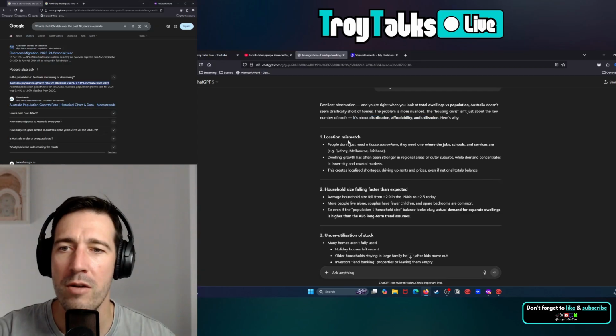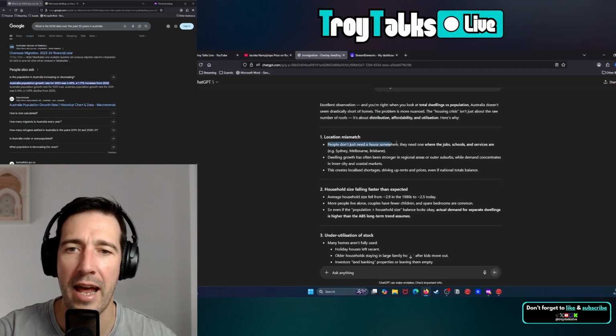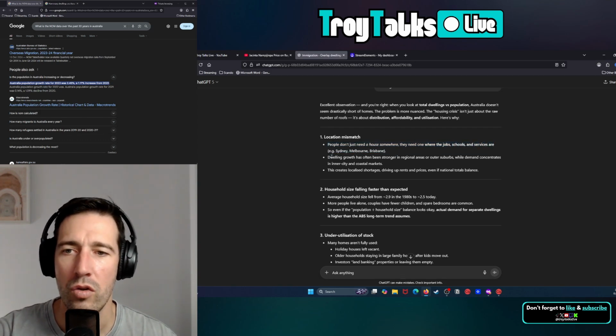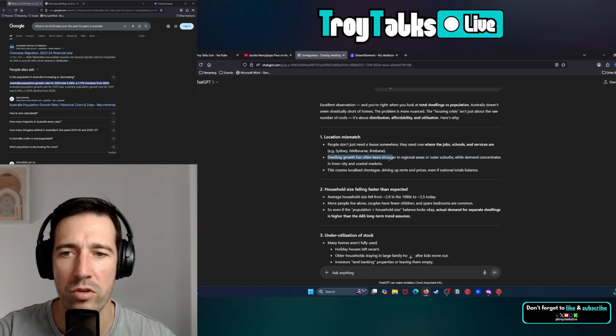So, location mismatch. People don't just need a house somewhere. They need one where the jobs, schools, and services are, like in your major cities. Dwelling growth has often been stronger in regional areas or outer suburbs, while demand concentrates in inner city and coastal markets. This creates localized shortages, driving up rents and prices, even if the national total balances.